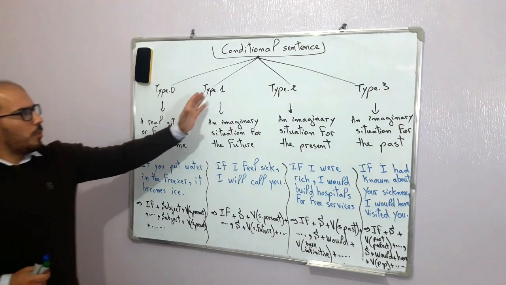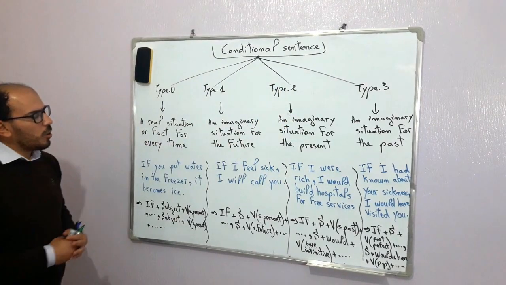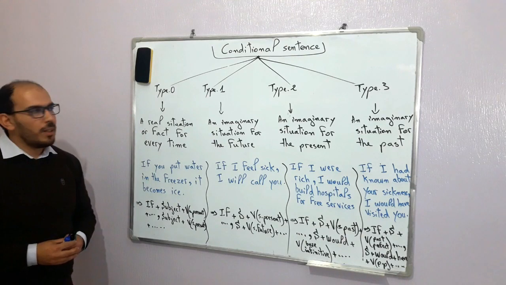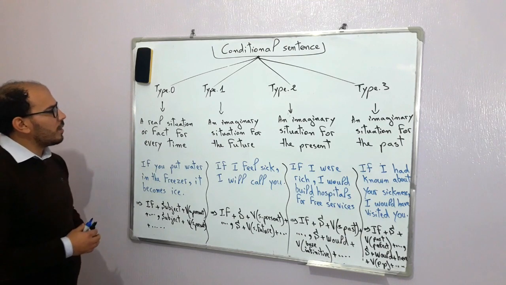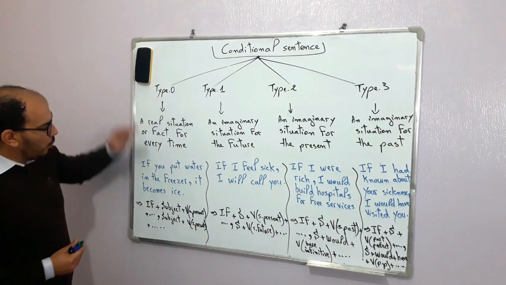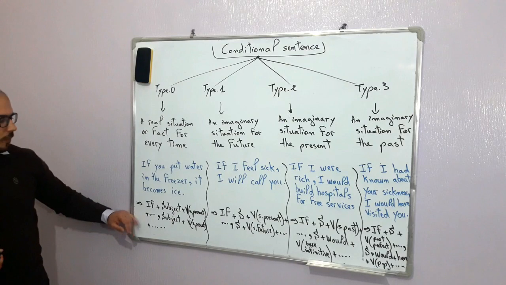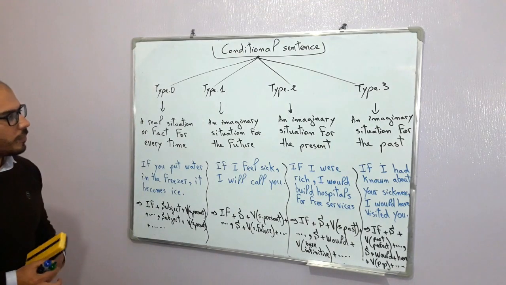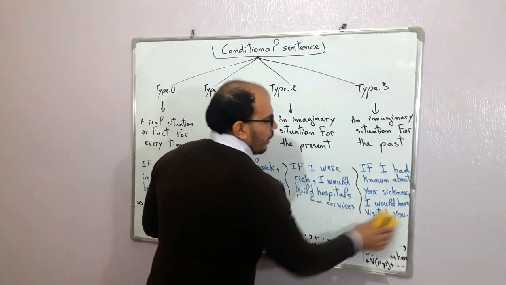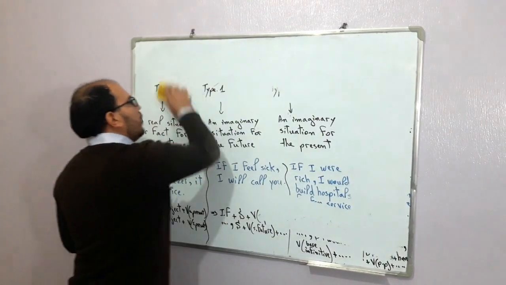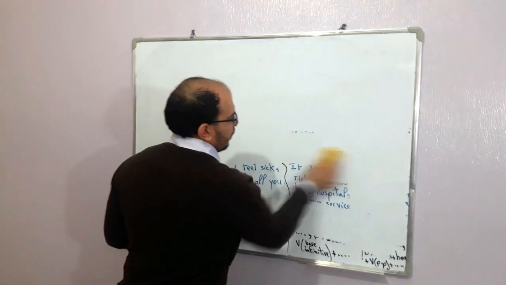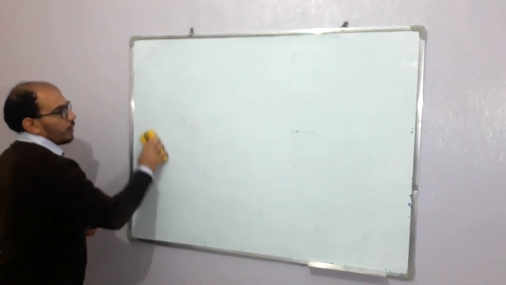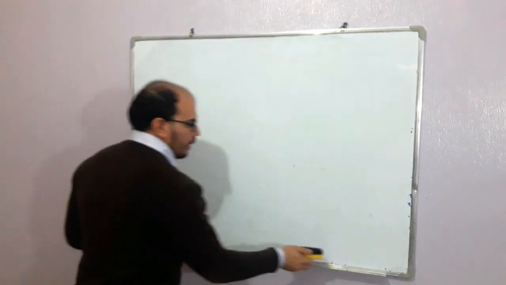So we have type 0, type 1, type 2, type 3. We talked about the meaning and when we use every type of the conditional sentence, and then moved to talk about the structure of every type. Okay? Now let's move to speak about the exercises.